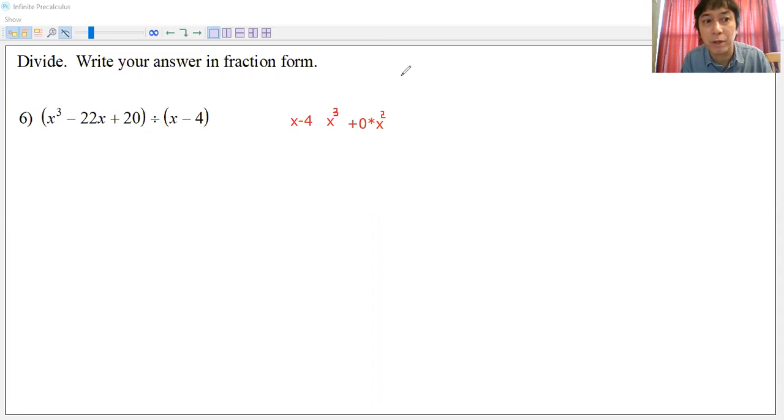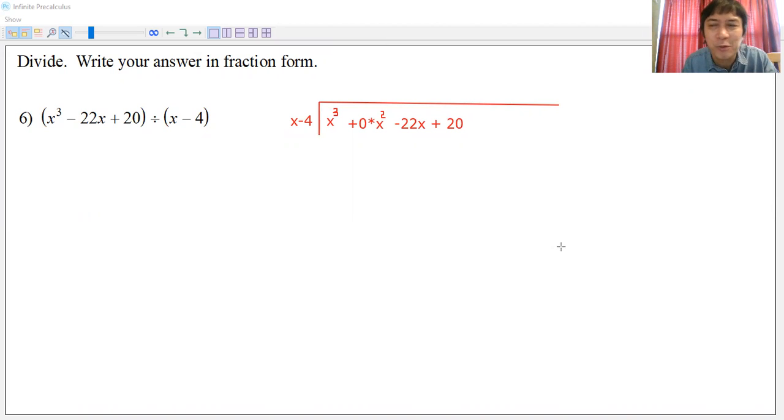Now followed by the degree 1, which is the minus 22x. So you're going to put it here, minus 22x, like that. And then the 20, that's degree 0. So plus 20. Now you have degree 3, degree 2, degree 1, and degree 0. So if some degree is missing, you put that and put a 0 coefficient so that you have the proper descending order of degree. So we now have 3, 2, 1, 0.